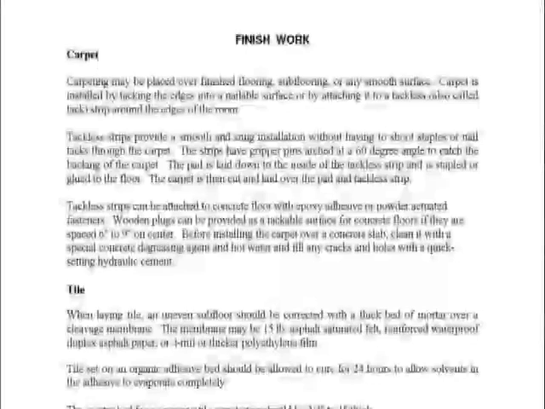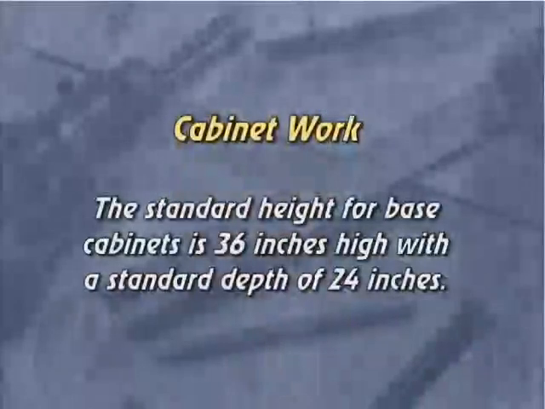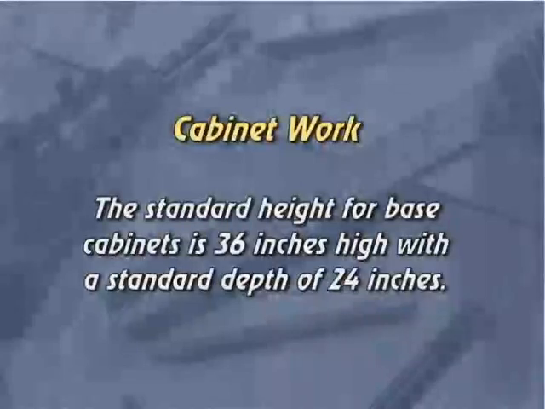Finished work. Carpet. Read each one of those paragraphs, understand how they're installed. Read through tile and take your marker and underline the numbers: 15 pound, 4 mil, 24 hours, 3/4 inch to 1 inch thick. Those are your highlights. Read through, let those be a cue to understand what you do with tile and how it is installed. And then cabinet work. Let's underline that first sentence. The standard height for base cabinets is 36 inches high and a standard depth of 24 inches. Read through the rest of that paragraph.